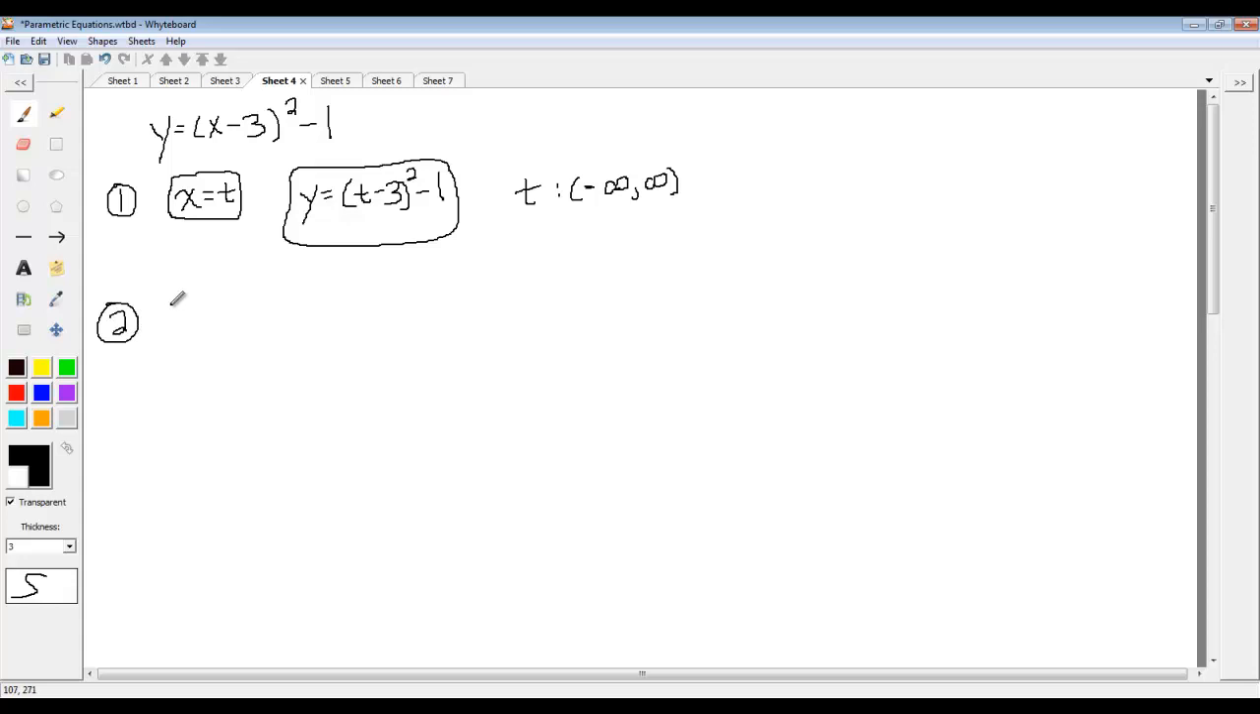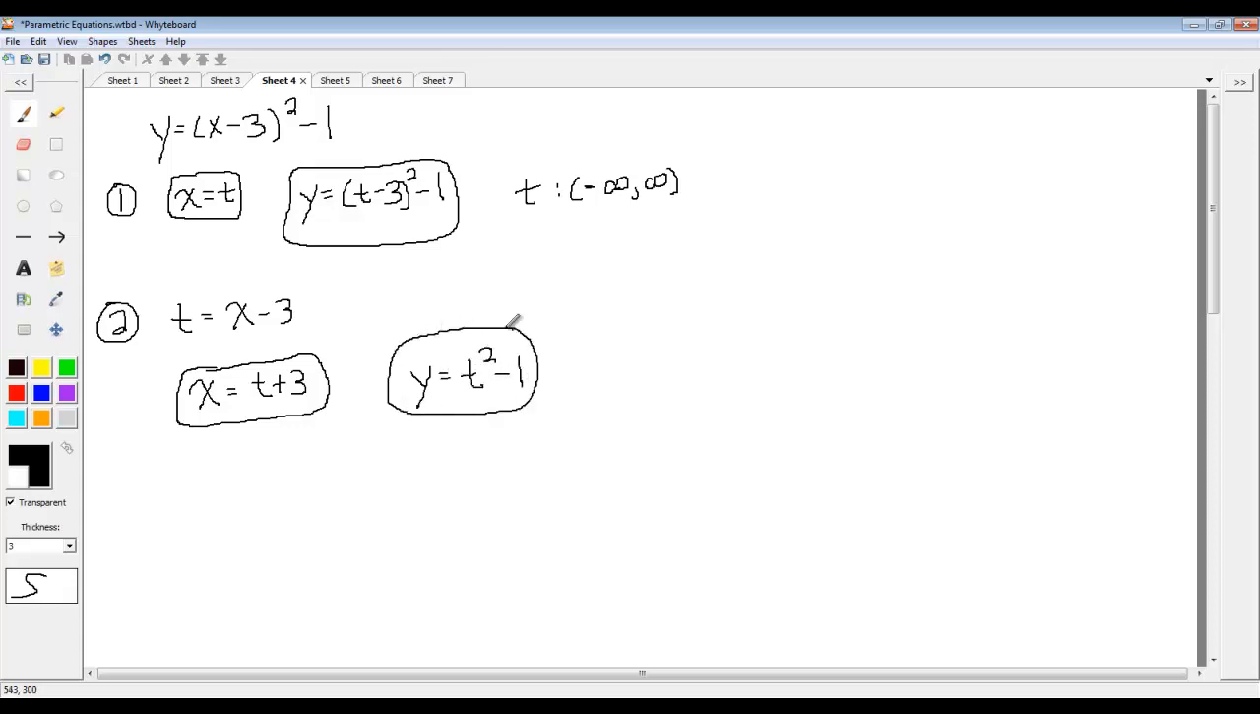That's one option. It's not the only option. Another option might be to let t equal x minus 3 in the parentheses there. So then x equals t plus 3. And if you're going from rectangular to parametric, you're trying to get an x equals and a y equals. If x equals t plus 3, or t is x minus 3, then you can take y and say t squared minus 1. And still t's parameters are negative infinity to infinity.